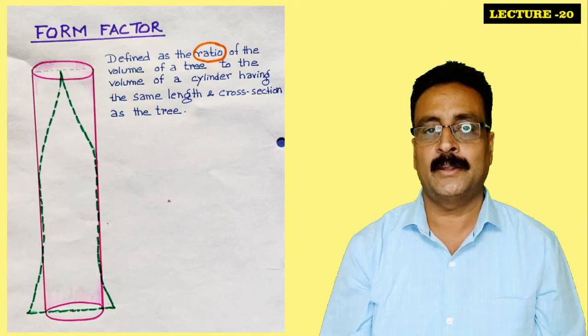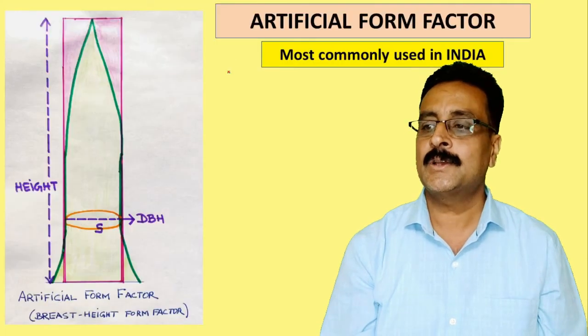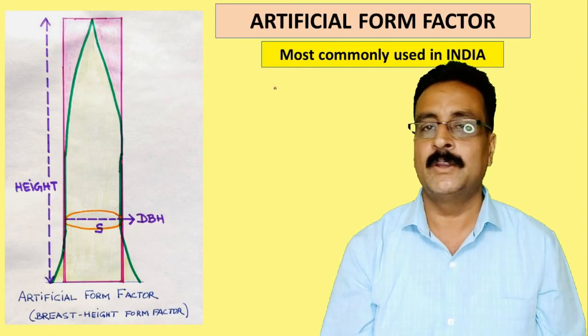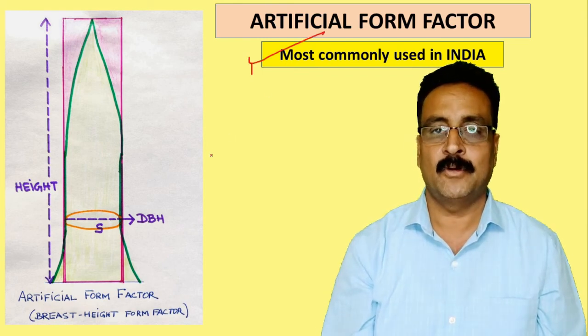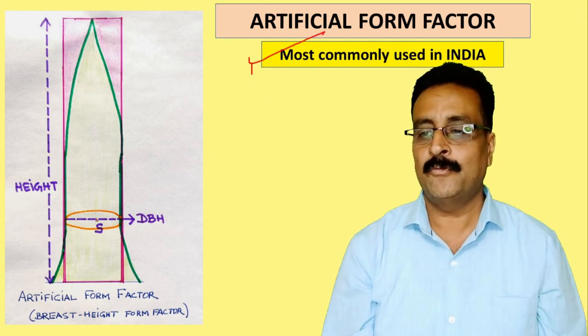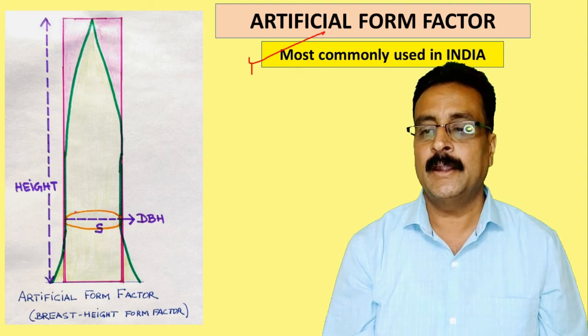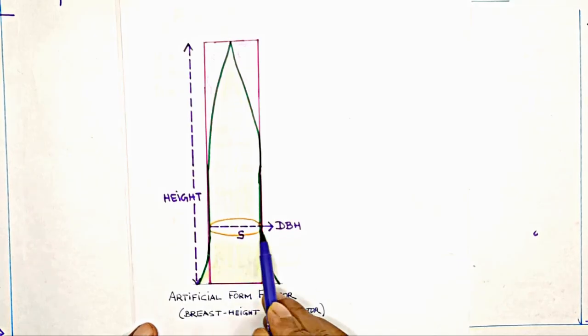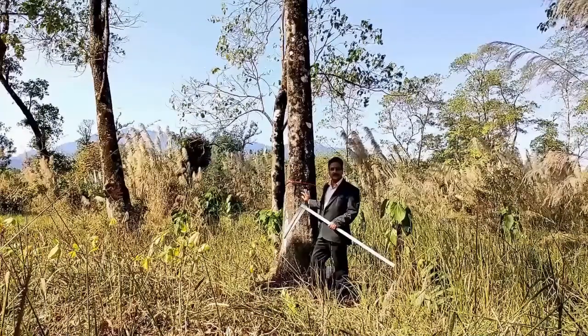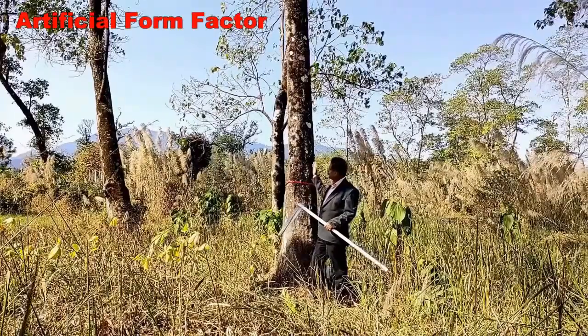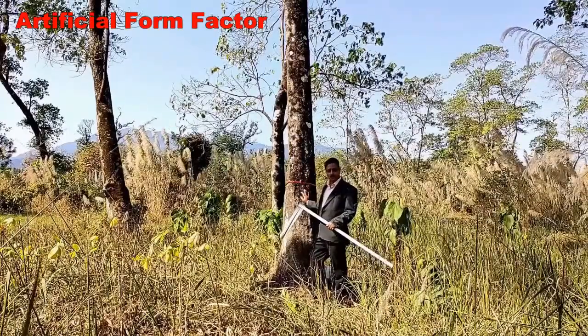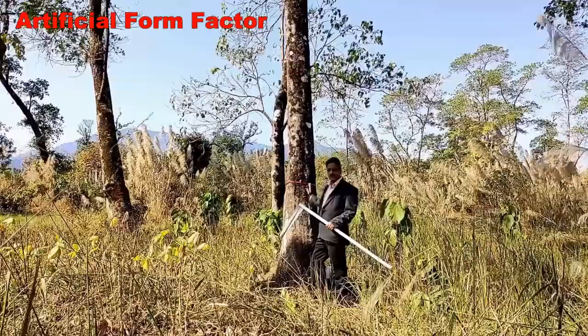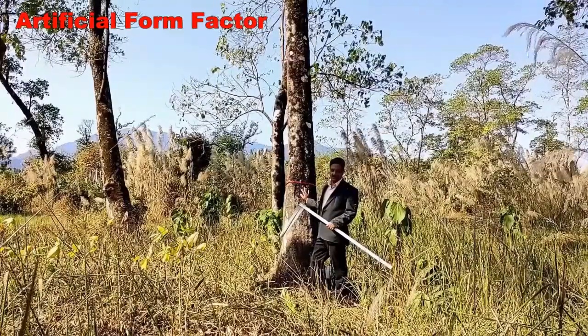We should know about form factor, then only can we know how much actual volume you have in a tree. This is the artificial form factor. Most commonly used in India is the artificial form factor, and for the artificial form factor we take it at DBH, or we also call it breast height form factor. We take it at the breast height. Form factor is defined as a ratio of the volume of a tree to the volume of the cylinder of the same length and same cross-sectional area.